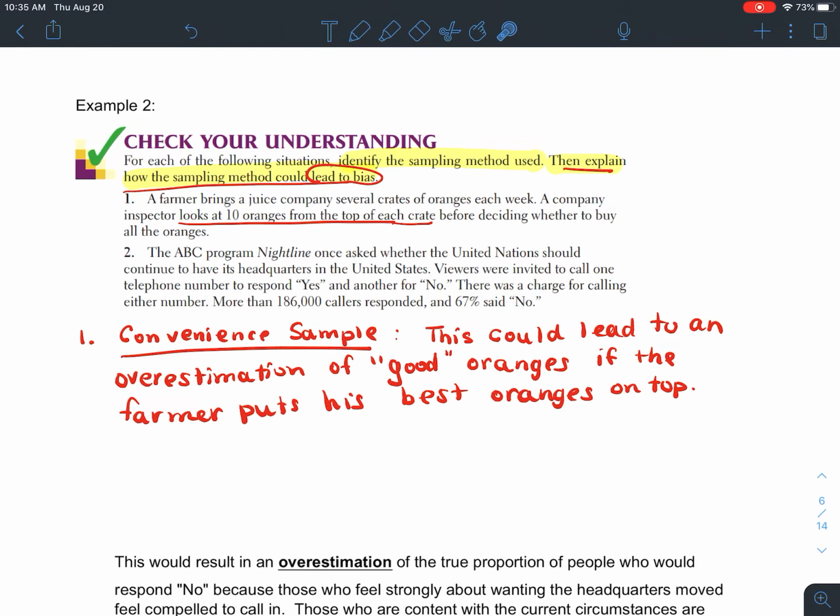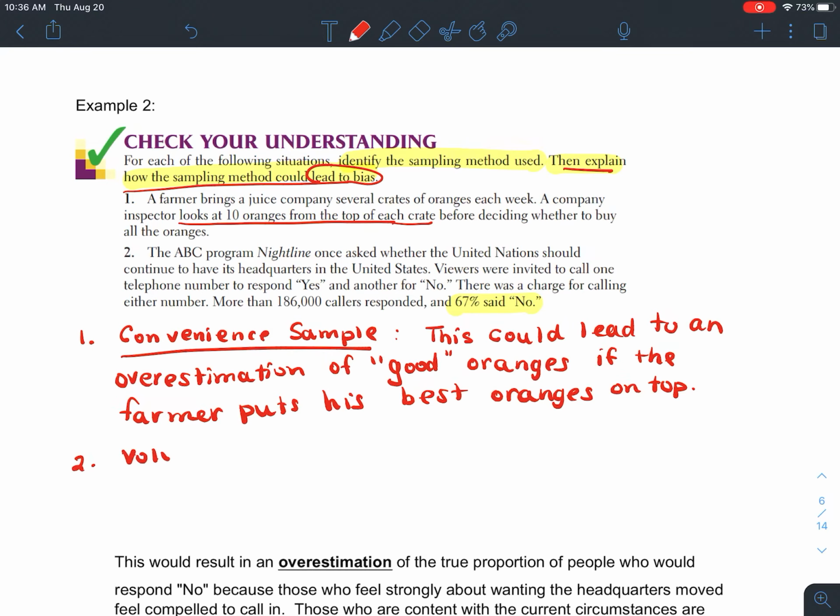Okay, question number 2 says, the ABC program Nightline once asked whether the United Nations should continue to have its headquarters in the United States. Viewers were invited to call one telephone number to respond yes and another for no. There was a charge for calling either number. More than 186,000 callers responded, and 67% of them said no. Okay? So what's the issue with this?